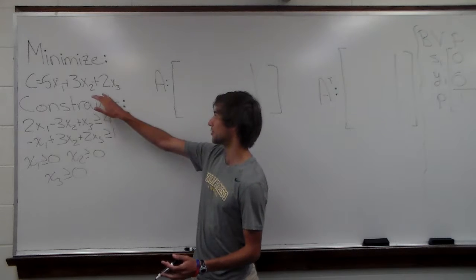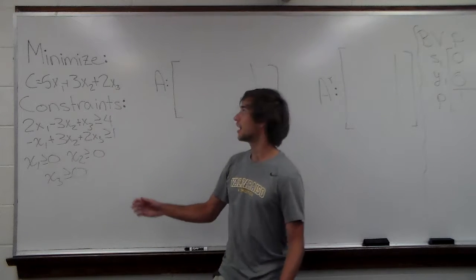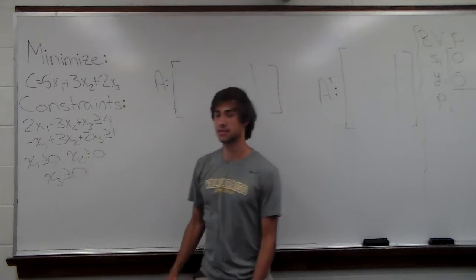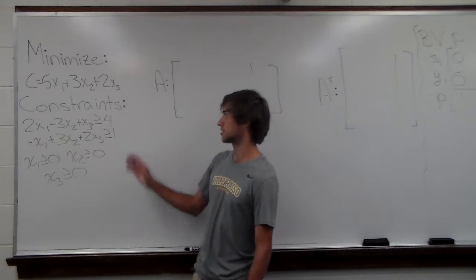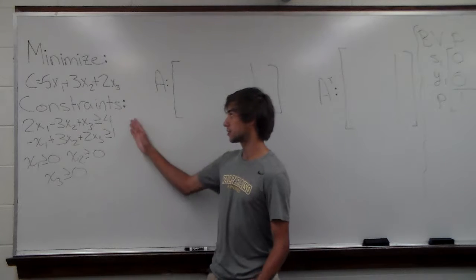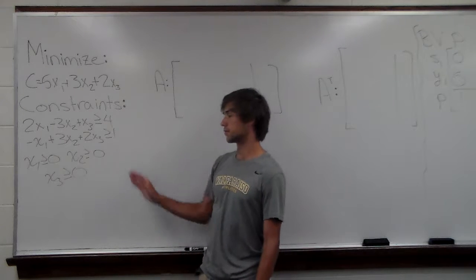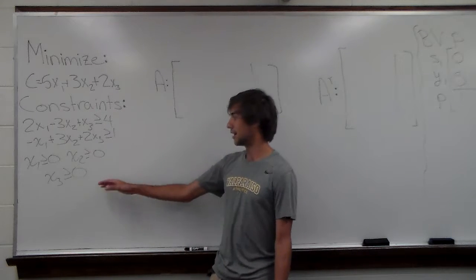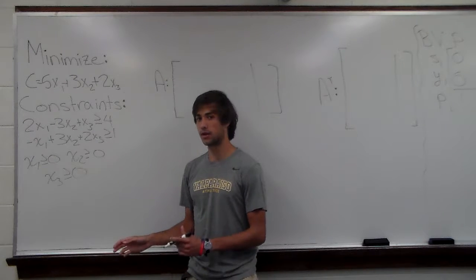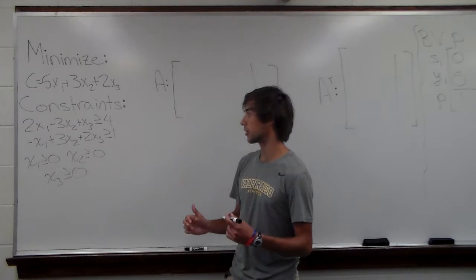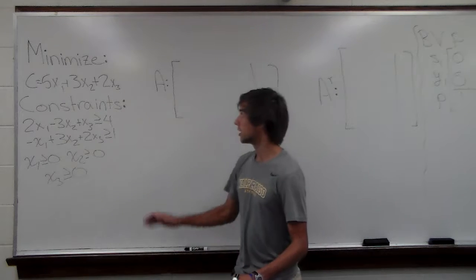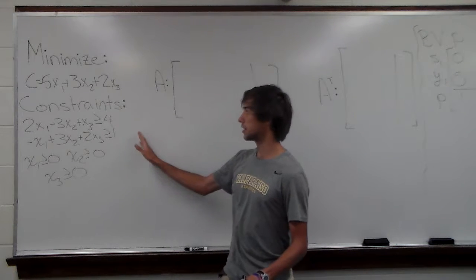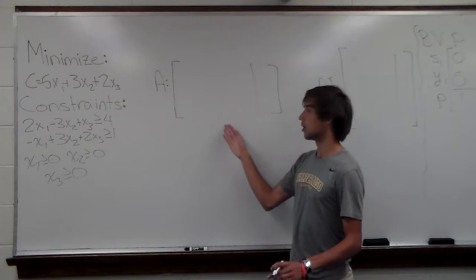And so we see here that our objective function has all positive constants, which we need. The next thing we need to check is to make sure that each of our constraints is set greater than or equal to some constant. So we have that as well, as it's set greater than or equal to 4 and greater than or equal to 1. And each of our variables is set greater than or equal to 0, meaning that they are non-negative entries as well.